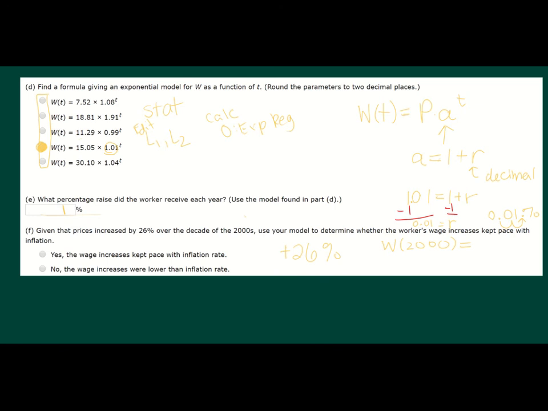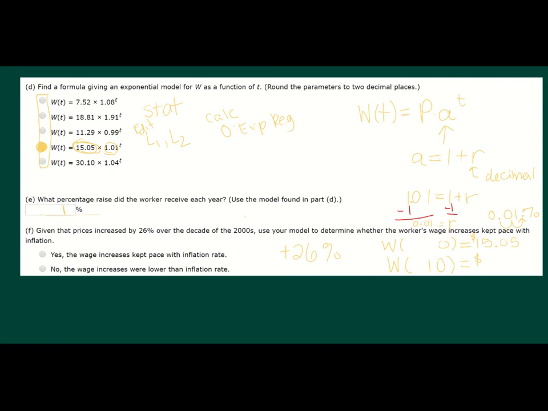Right in the formula, this value here, 15.05, that is W of 0, right? And I'm writing W of 2000 just to keep in mind, W of 0 in the year 2000 was 15.05. This is the amount of money that he made in the year 2000. 10 years later, use the formula to calculate what his wage is. See if you get the same thing as me.